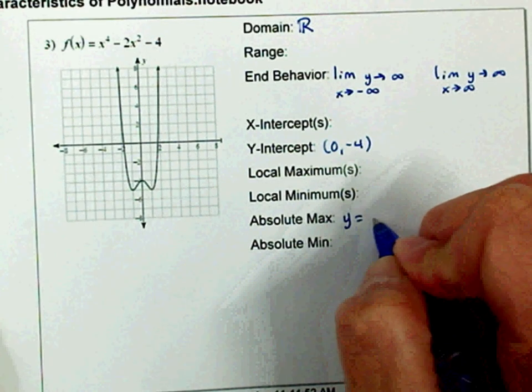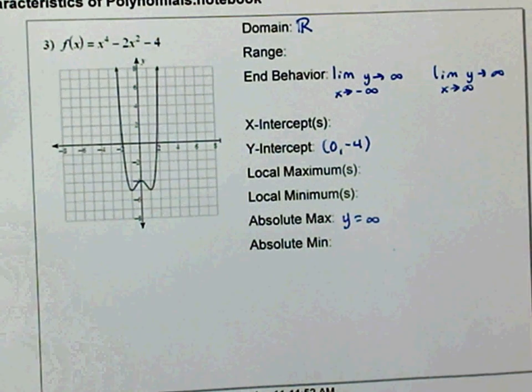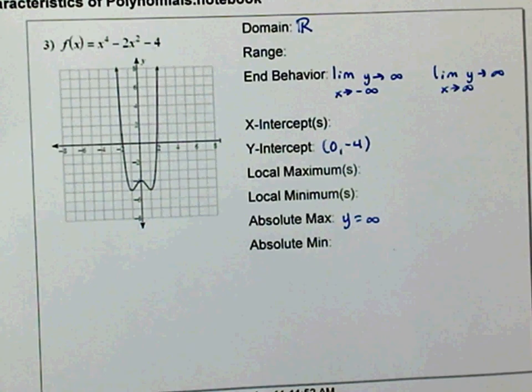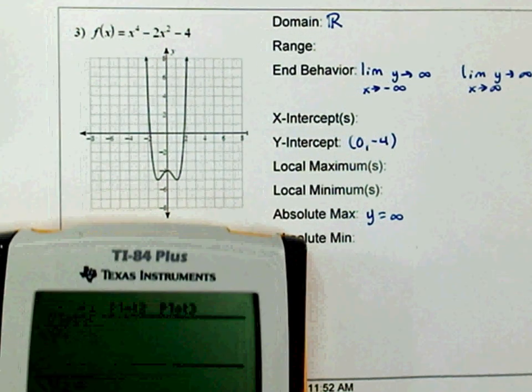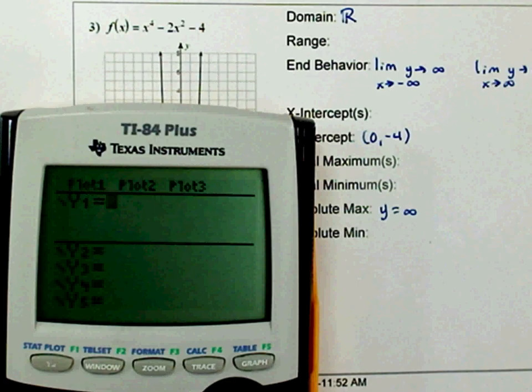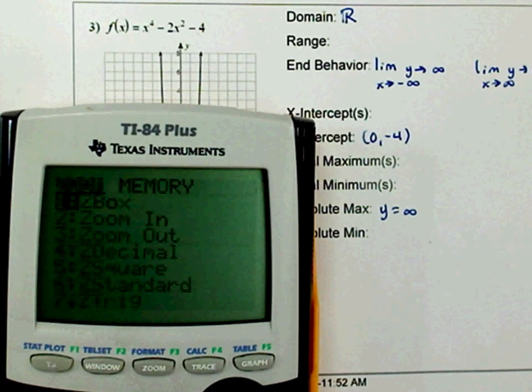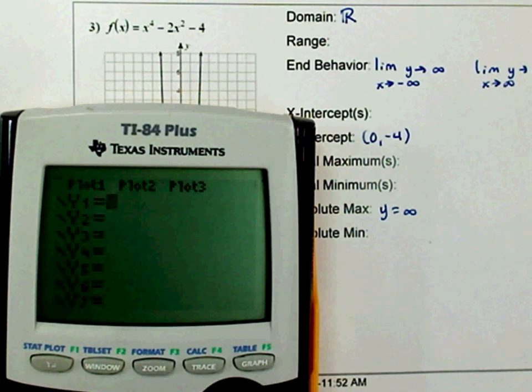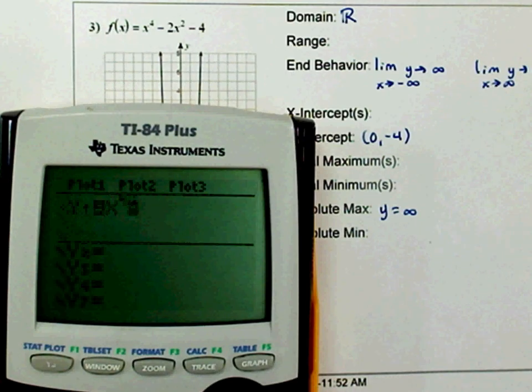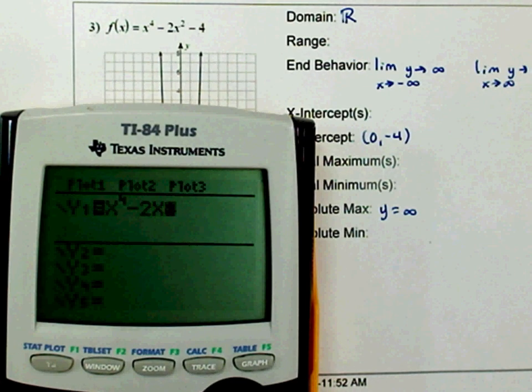All right. Here we go. X-intercept, right? Yeah. Let's go ahead and go to a calculator. Let's type this in. Type your equation in, just like you see it. Now I'm going to hit zoom 6. So it goes back to my standard, okay? Okay, y equal x raised to the 4th minus 2x squared minus 4. Hit graph.